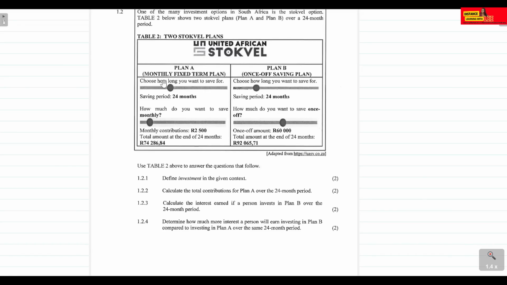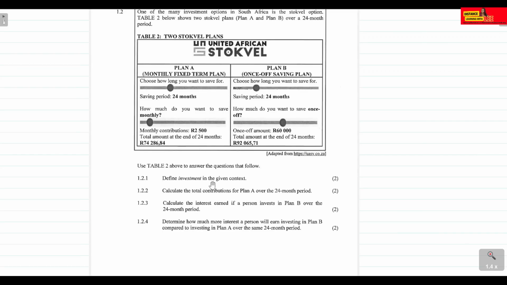So the difference with these two plans is that with plan A, you make deposits every month into the savings plan, and your money accumulates interest. However, with plan B, you deposit a lump sum once off into the savings account, and then your money will accumulate interest. Okay, so let's have a look at question 1.2.1.